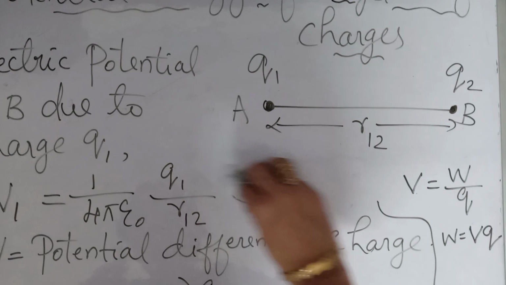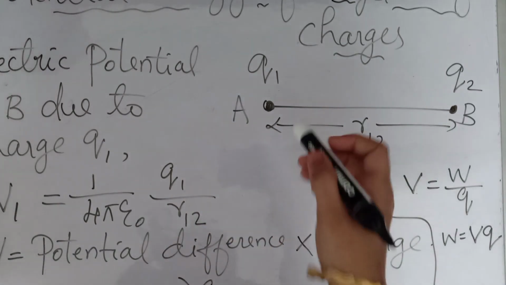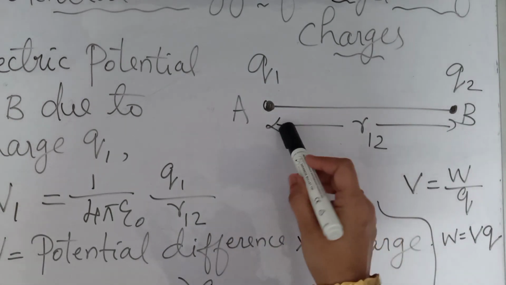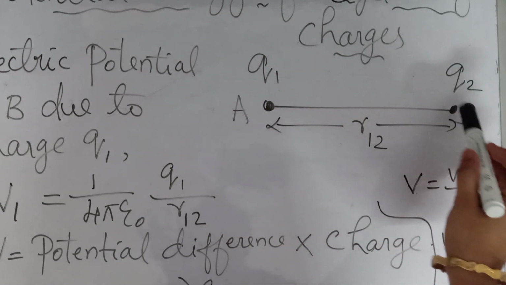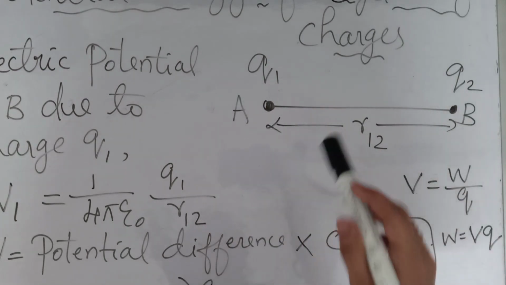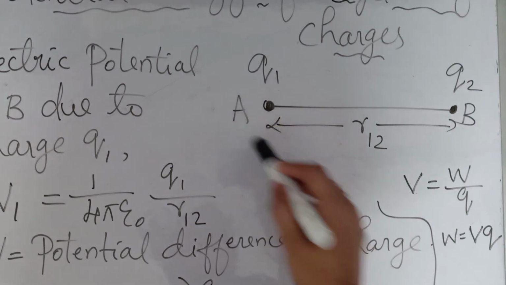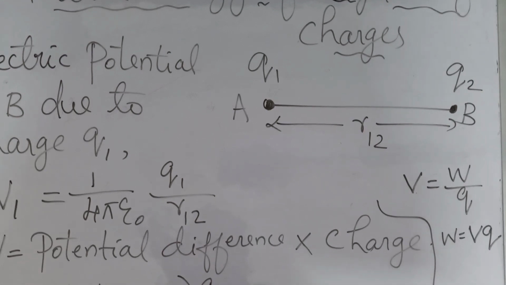Now we can find the potential energy of a system of charges. Here we can consider two charges. Here Q1 is there and this is Q2, and they are separated by a distance R12, right? This point is A and this point is B. Now we have to find the potential energy of this system.